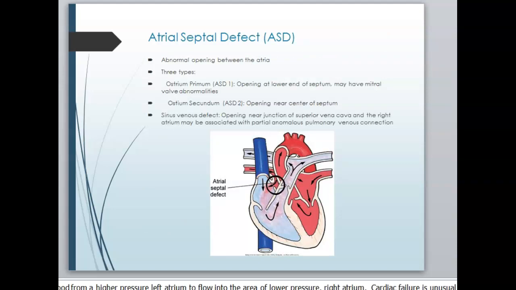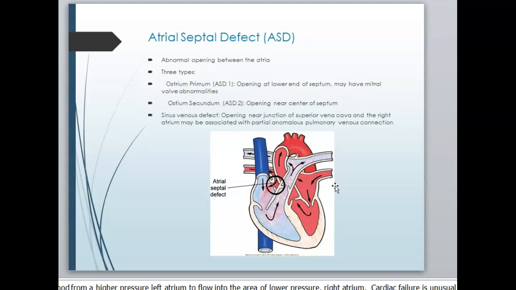So, atrial septal defect. This is when there's an abnormal opening between the atria. As you can see in this picture right here, I'm hoping that is showing up, where the arrows are, there is an opening between the two atria. That's an atrial septal defect. Now, of course, that looks like the foramen ovale, which hasn't closed. However, it does not necessarily have to be the lack of closure of the foramen ovale. There can be other types of problems with the atrial septum.